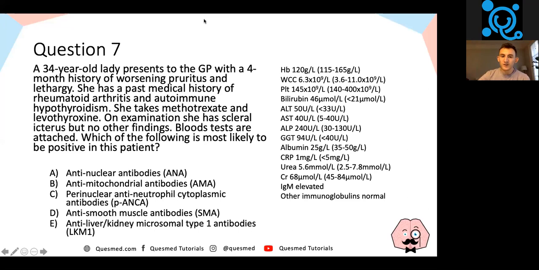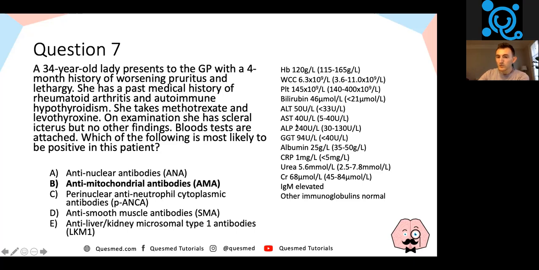So another varied response. This is also quite a difficult question. The correct answer here is antimitochondrial antibodies. This is a patient with a chronic history of pruritus and lethargy, and an autoimmune history. And you can see she's got scleral icterus, so she's got jaundice and the history of pruritus. From her blood test, you can see she's got a high bilirubin and a high ALP.